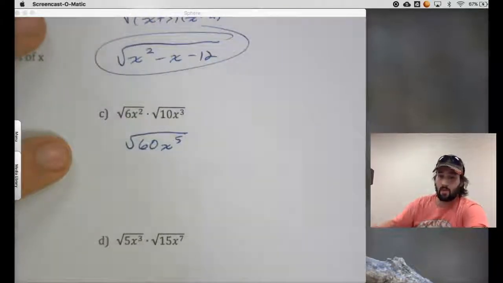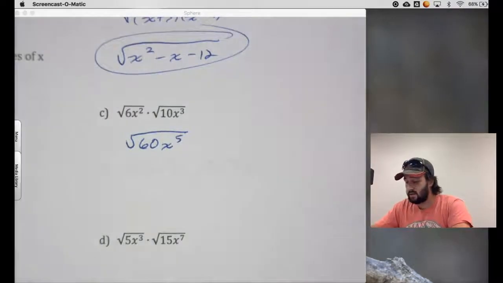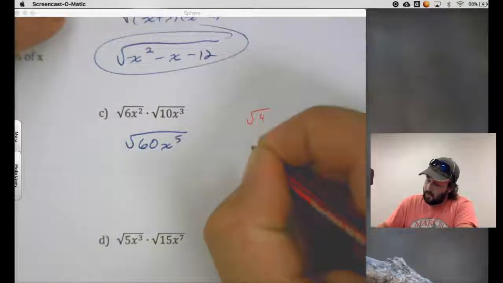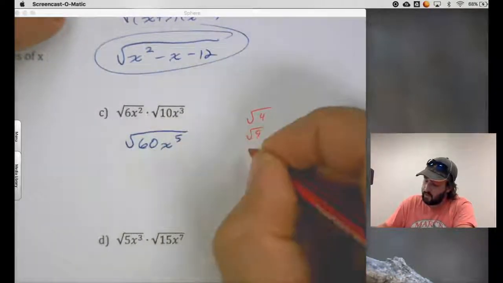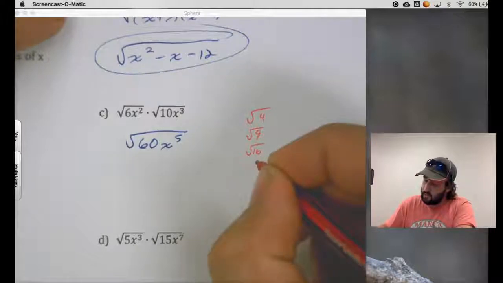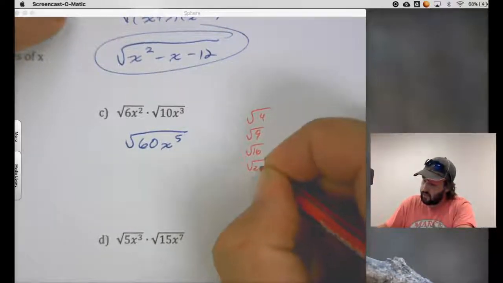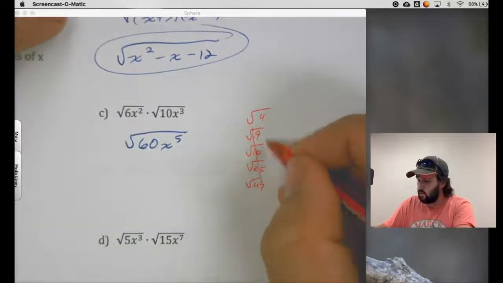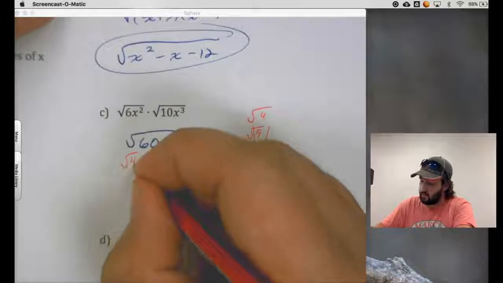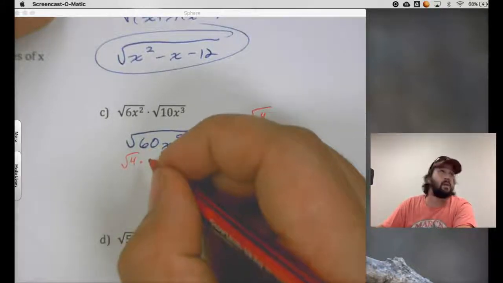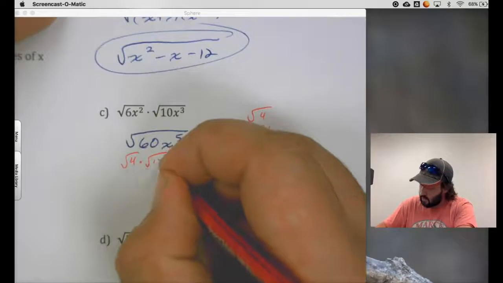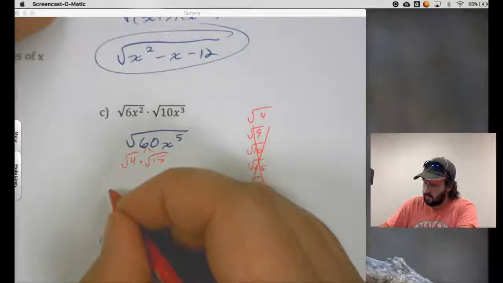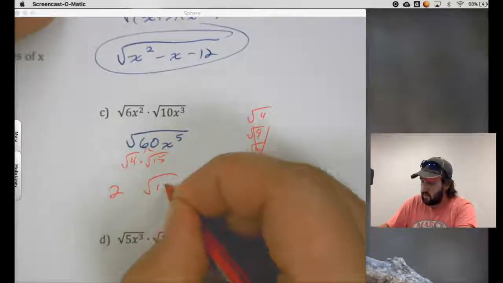So now check it out. With that 60, let's see, the biggest thing I can take out, if I think about my square root 4, square root 9, 9 doesn't divide in, 16 doesn't divide in, 25 doesn't divide in, the next one would be 49, and then we're starting to get too big. So it looks like the biggest one of these that works is square root 4. So square root 4 times, what would that be, 30, 15? So 15, right, that's what 60 is, 4 times 15. So I have a 2 on the outside, and I'll leave a root 15.